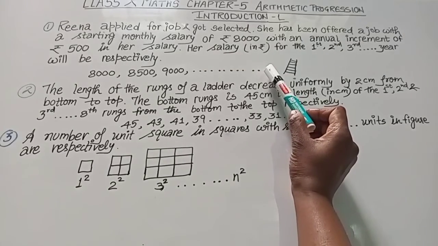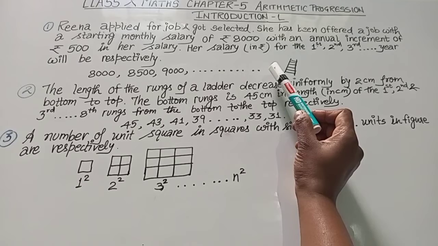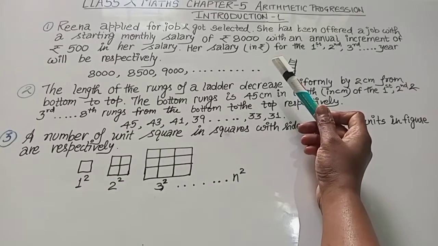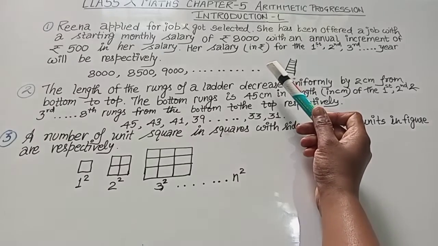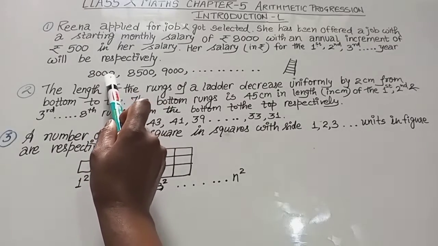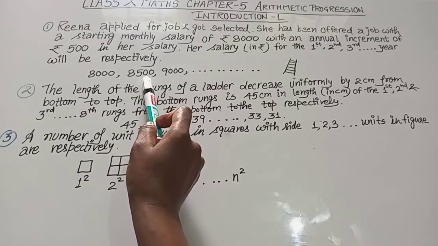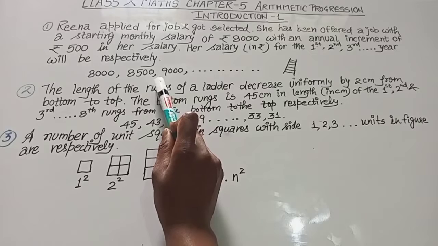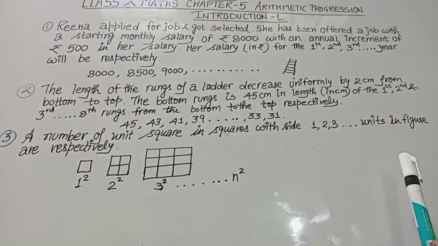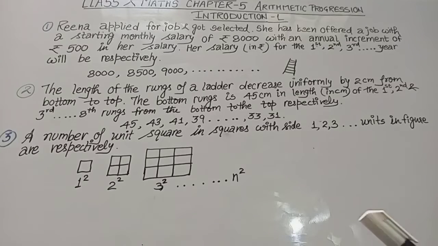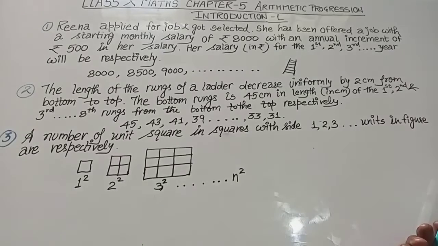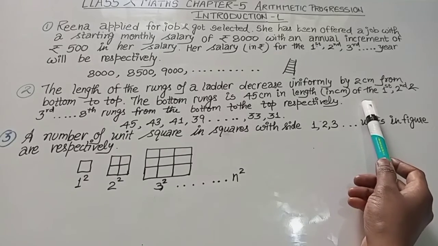Here you can see that in the above examples we observe that some patterns are followed. In the first, the successive terms are obtained by adding a fixed number. When we add 500 to 8,000, we get 8,500, and when we add 500 again, we get 9,000. So it increases respectively from the first, second, and third year.